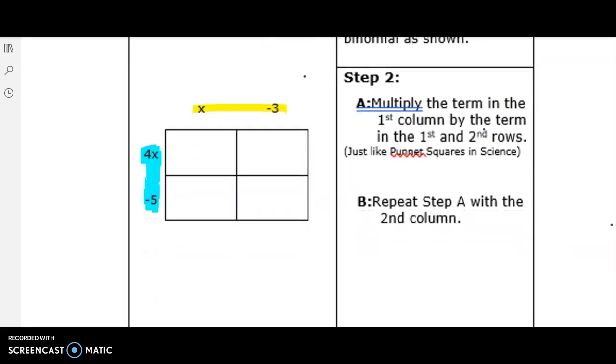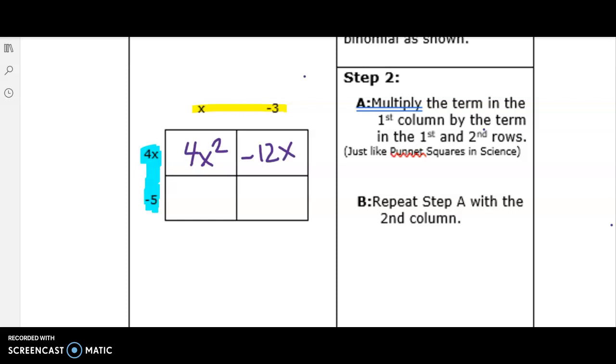Now from here, you can read on the right what to do for step 2, which is to multiply the rows by the columns to get each box. So for instance, to get my first box in the upper left-hand corner, I'd multiply 4x and x to get 4x squared. And then to get the box to the right of it, we take that same 4x, but we're multiplying it by negative 3 now to get negative 12x.